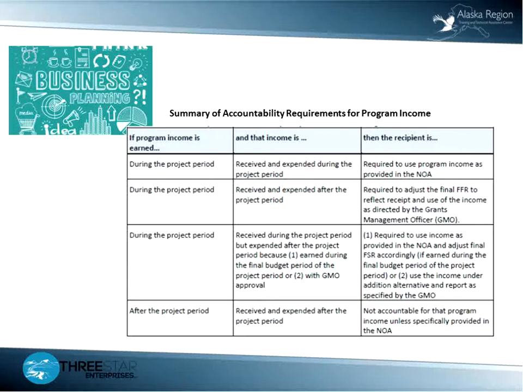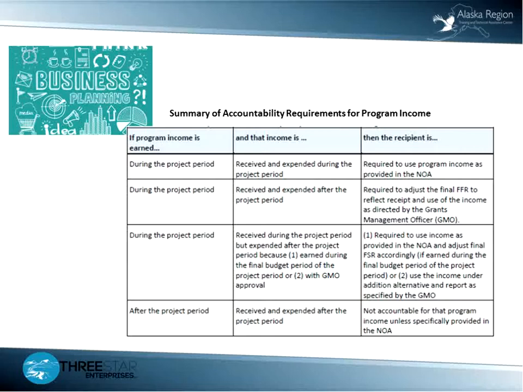They also have another summary of accountability requirements for program income. This table breaks down when the program income is earned, when it is received and expended. So let's take a look at the first line. If the program income is earned during the project period and that income is received and expended during the project period, then the recipient is required to use program income as provided in the notice of award.